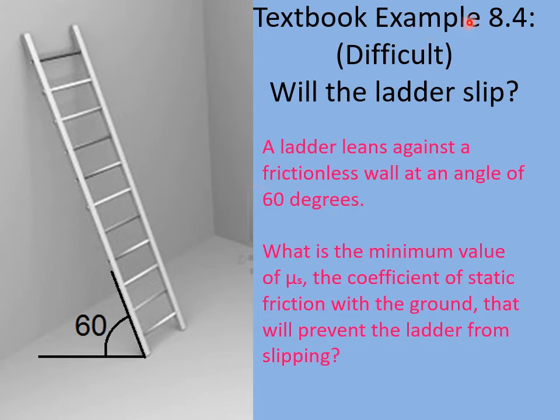So this is a problem out of your textbook. It's example 8.4, at least in one of the older editions of the textbook. A ladder leans against a frictionless wall at an angle of 60 degrees. So we're going to assume this is something very slippery, like maybe a glass window or something like that. Here's our angle down here. What is the minimum value of mu sub s, the coefficient of static friction with the ground, that will prevent the ladder from slipping?